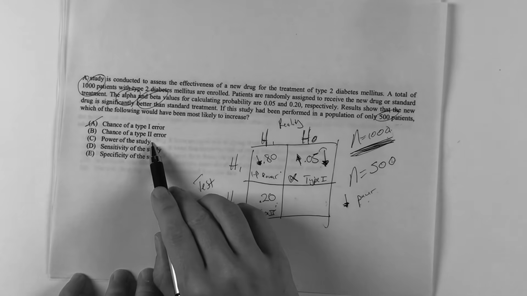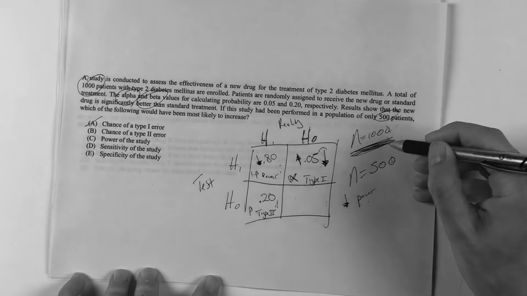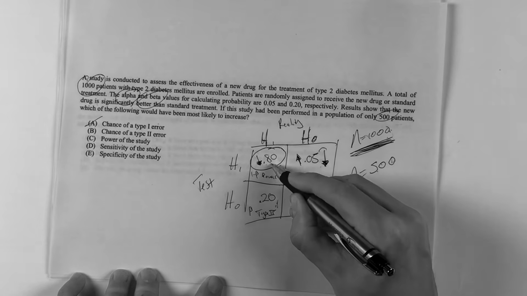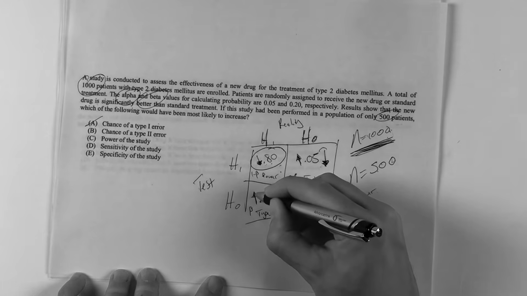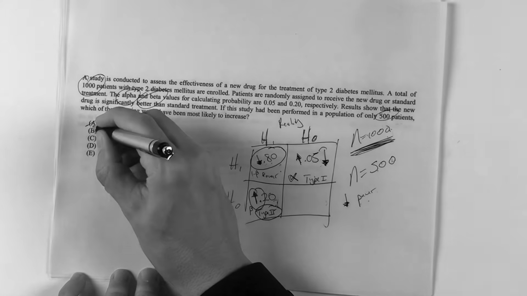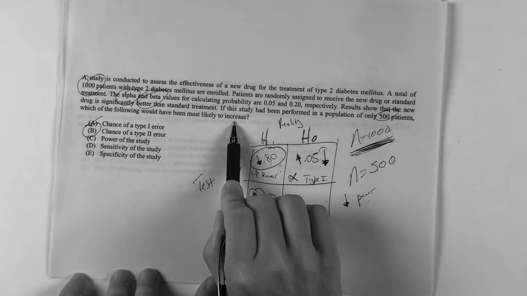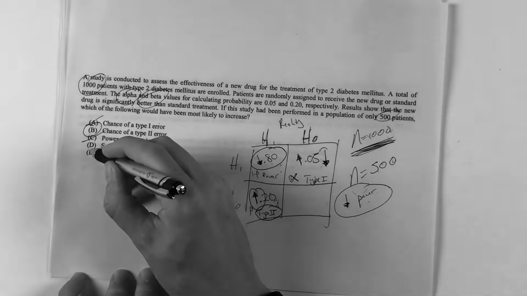Chance of a type 2 error. Well, let's think about this. We said if the n goes down, the power goes down, and if this went to 0.7 or 0.6, that means this guy's got to go higher. So the chances of making a type 2 error went up. So I really like that one. And we know the power of the study isn't likely to increase. The power actually went down, and then sensitivity and specificity had nothing to do with this box, so I'm eliminating those.